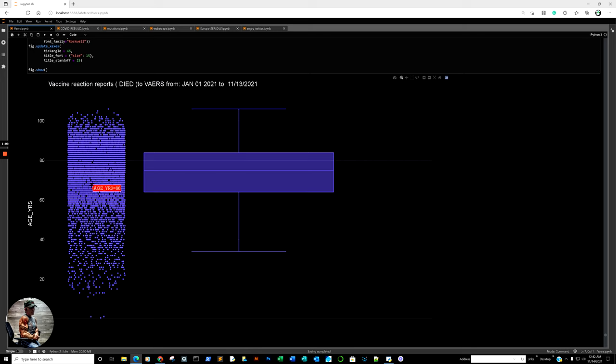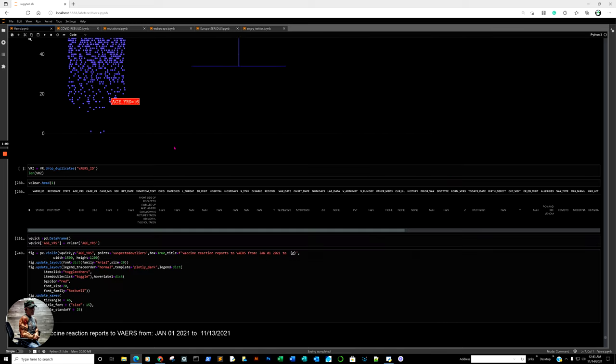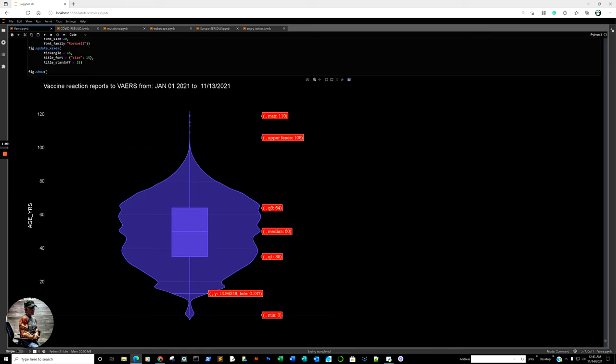Mortality. Look, see the median right there, 75. Some poor individual of 106, but you see down the line there. As far as the box plot, going down, violin plot, vaccine reaction reports. I guess there's a person 119 years of age. I don't know if that's a mistype in the report. Maybe they meant 19 and added an additional one, but we could verify that later on.